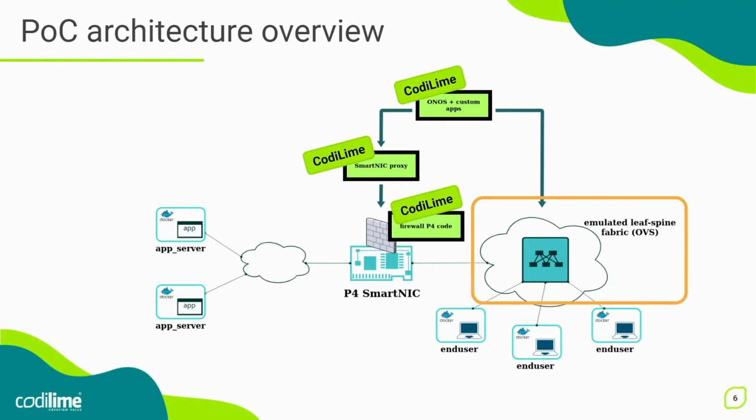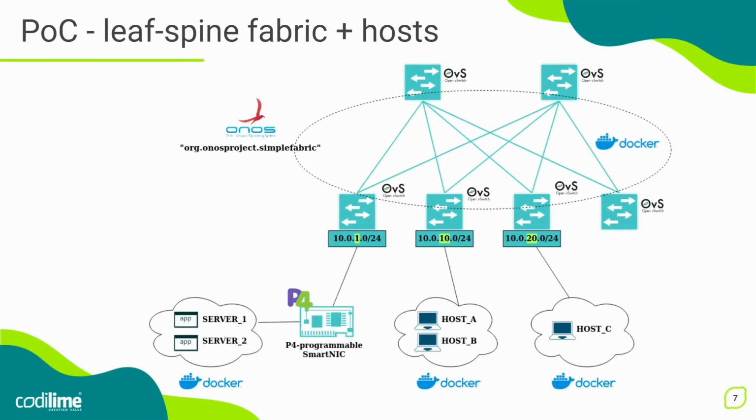Now let's take a look at how the leaf-spine fabric is configured. It contains 2 spines and 4 leaves. Each of them is an OVS instance, and the topology is created using the Mininet utility with a dedicated Python script. Additionally, there are emulated hosts connected to the data plane network just to generate and receive traffic going across the data plane. So we've got 3 end-user instances and 2 hosts acting as application servers.